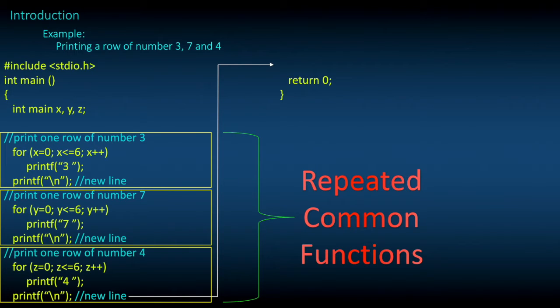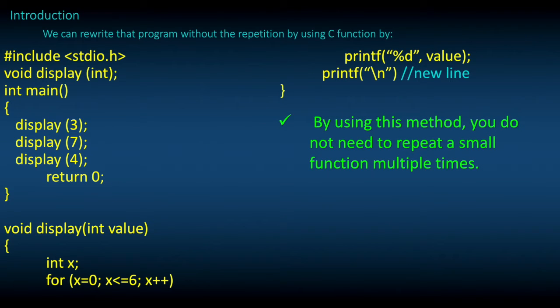Alright, here is the way of summarizing it into a simple but packed piece of information. Here we can rewrite that program without the repetition, just like before, by using a C function. By doing this, start with include stdio.h, and then we replace it with void display. Here we have display 3, display 7, and display 4 from this void display. And then we put in another structure, which is void display integer value, and we take x here, and for here we put x equals 0, x less than or equal to 6, and x increment.